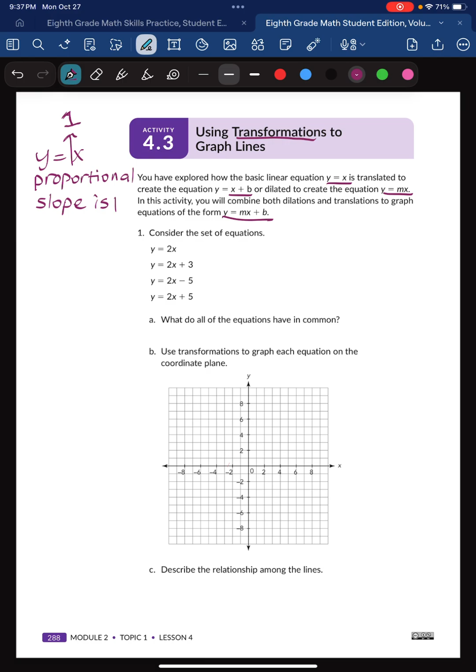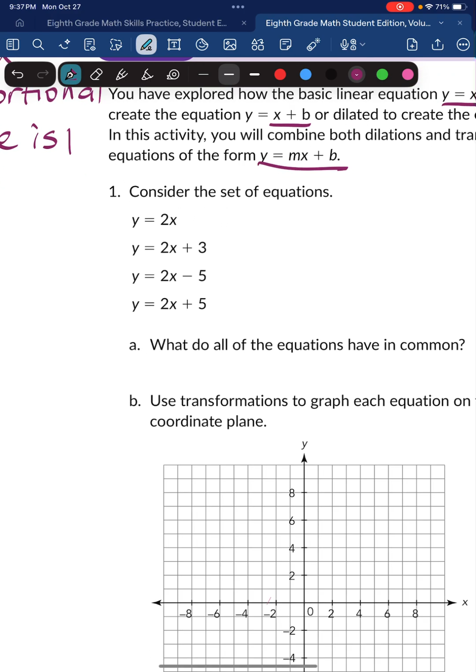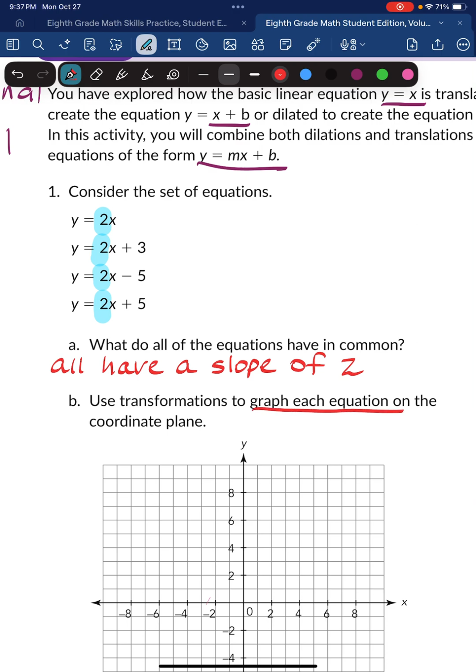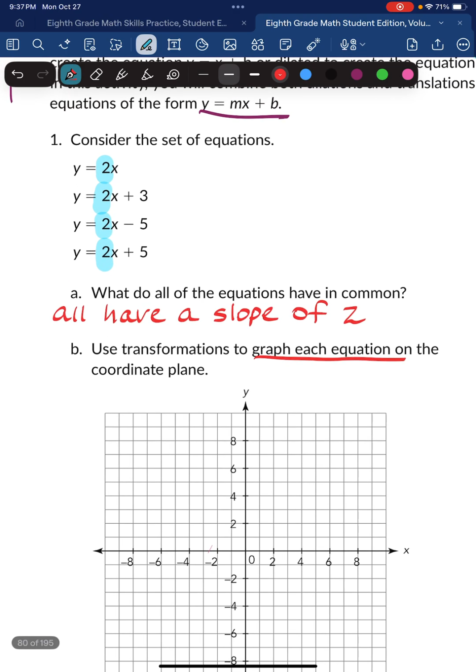So I'm going to show you how to do that. So we're going to look at the set of equations. What do they all have in common? So if you take a look at them for just a second, we can see that they all have a slope of 2. So we're going to graph each of these equations on the coordinate plane.